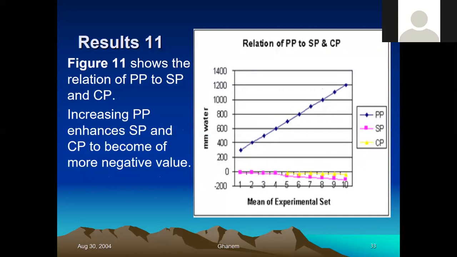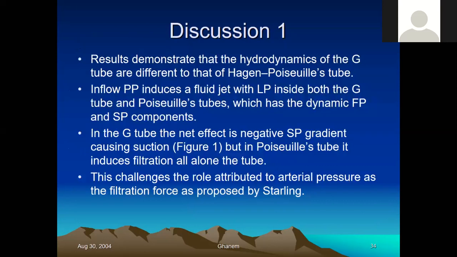We missed one figure. Results demonstrate that the hydrodynamics of the G-tube are different to Hagen-Poiseuille's tube. In flow, proximal pressure induces a flow jet with lumen pressure inside both the G-tube and Poiseuille's tube, which has the dynamic flow pressure and the side pressure component.